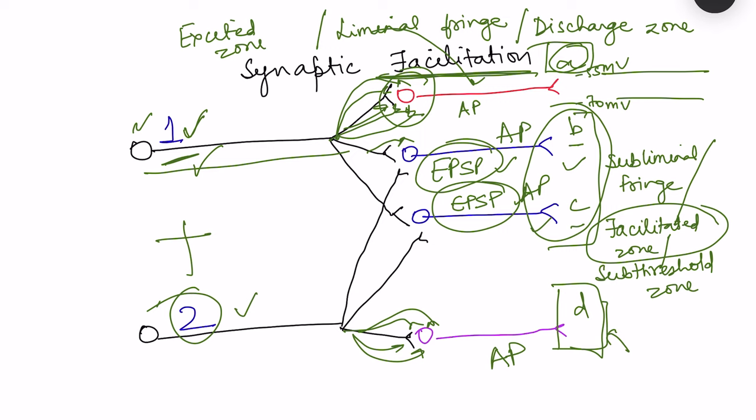But see, because of the property of convergence and because of the property of summation, when both of these neurons are stimulated simultaneously, the EPSP can reach the threshold and lead to the generation of action potential. Fine. So that is the property of synaptic facilitation. Moving on to synaptic occlusion.